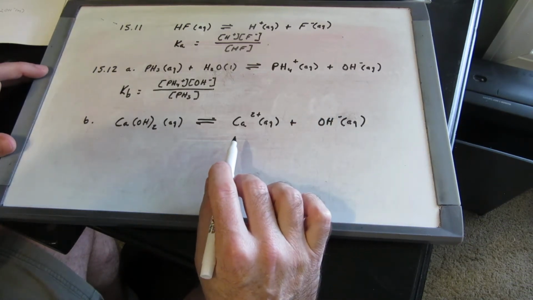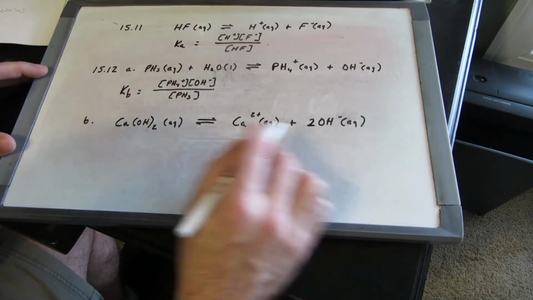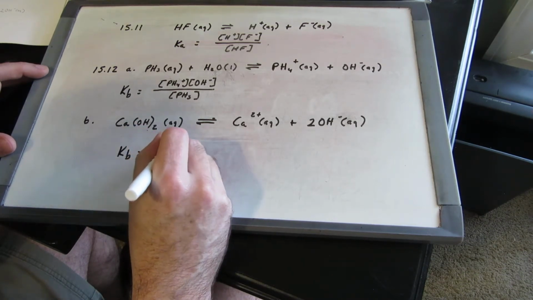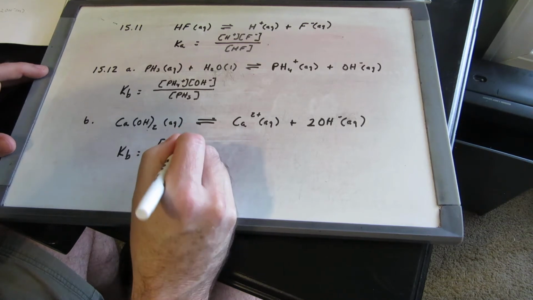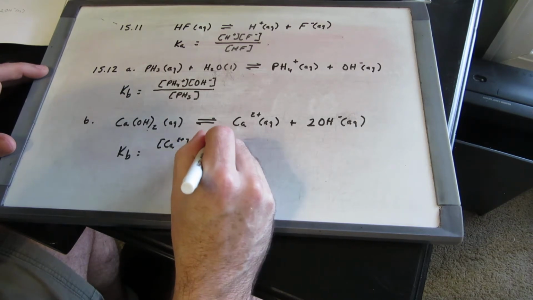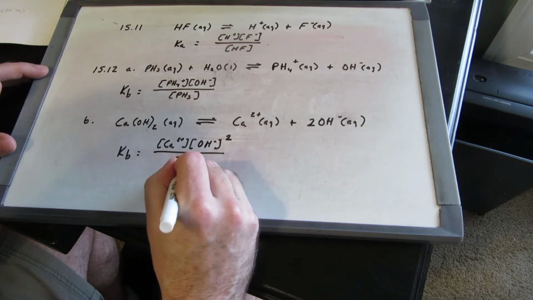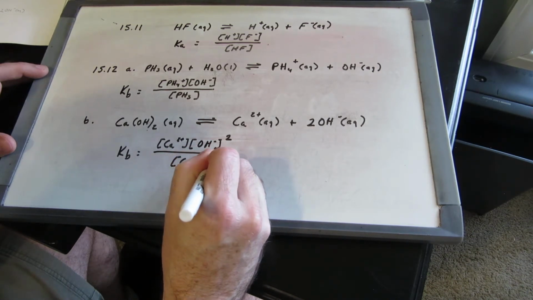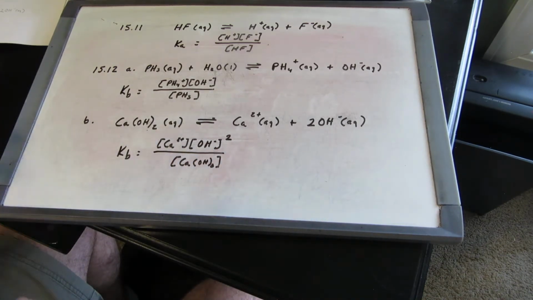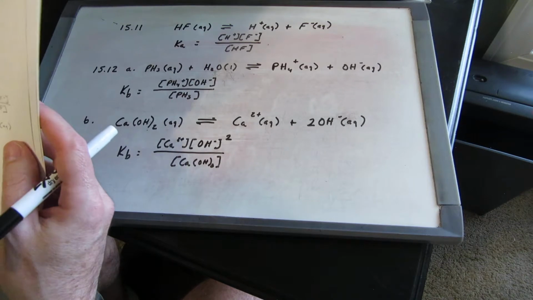Okay, now we need to balance this, so we need to put a 2 in front of OH, and it's balanced. So that affects our K sub B. K sub B will be the concentration of Ca2 plus, you don't have to put the phases in this part, times OH minus, and that's got to be squared, over the concentration of CaOH2. Okay, so that's how you do the formulas for K sub A and K sub B on acid and base reactions.